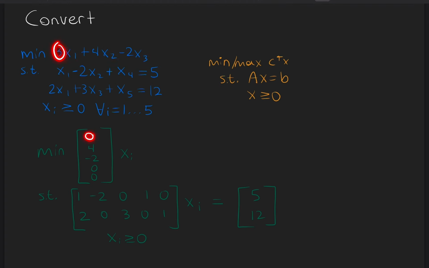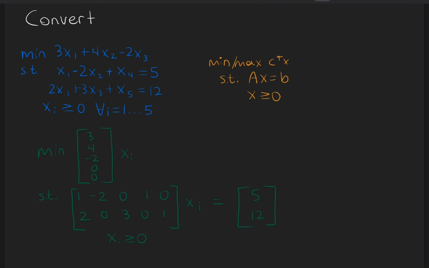So this 3 is down here, the 4 is down here, the -2 is down here, and there should be a plus 0x4 plus 0x5, but we leave that out because we're multiplying by 0, so it doesn't really matter. But it's important to include it in the matrix. We have a 0 representing x4 here and a 0 representing x5 over here. And we are multiplying that by our decision variables xi. So let's get into our constraints now.